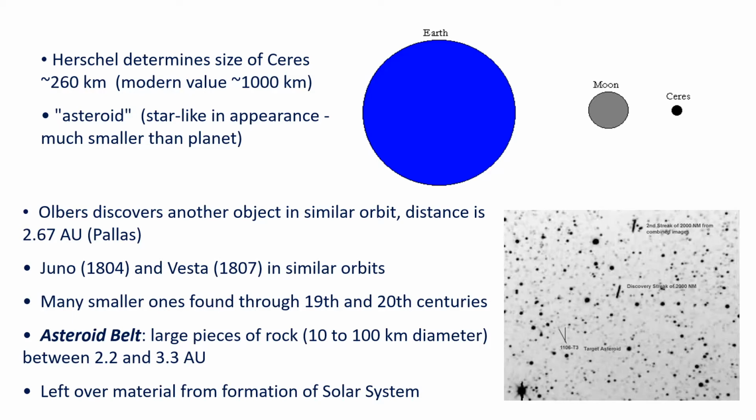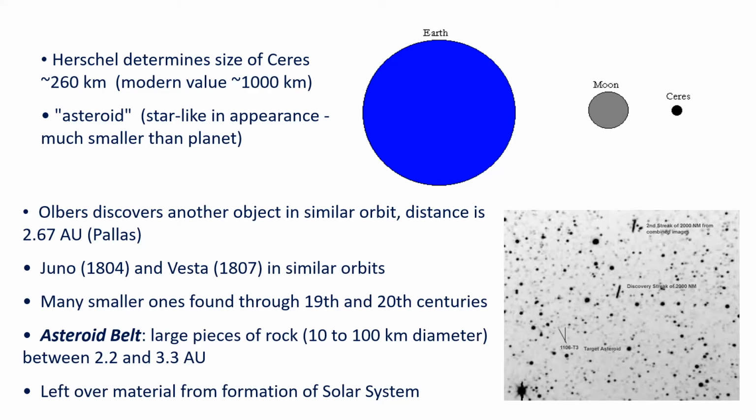Olbers then discovers another planet in a similar orbit, which is called Pallas. And then Juno and Vesta are found, and eventually a large number of asteroids are found, smaller and smaller, through the 19th and 20th century. There are, of course, literally millions of rocks in that region of space. Only the largest could be found with the telescopes of the time. And so we see this as the discovery of the asteroid belt, large pieces of rock in a broad band between 2 and a bit and 3 and a bit astronomical units, with the rocks ranging mostly from 10 to 100 kilometers in diameter. Ceres is the largest.